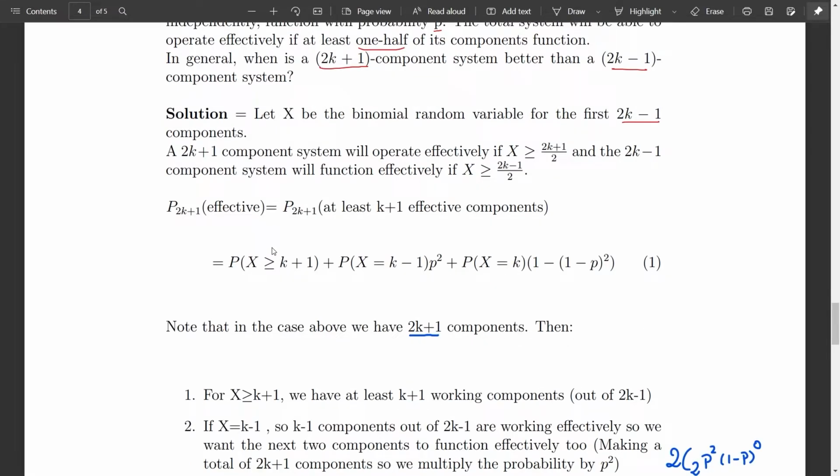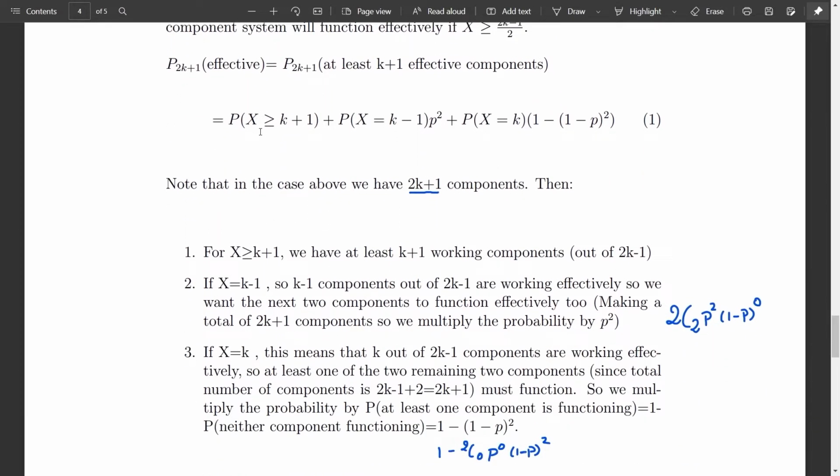Further, P of 2k plus 1 effective basically means that out of all the 2k plus 1 components, at least k plus 1 effective components are there, which can be written as P(X greater than or equal to k plus 1) plus P(X equal to k minus 1) multiplied by p squared plus P(X equal to k) multiplied by (1 minus (1 minus p) to the power 2), which we will label as equation 1. Note that all the cases above have 2k plus 1 components.